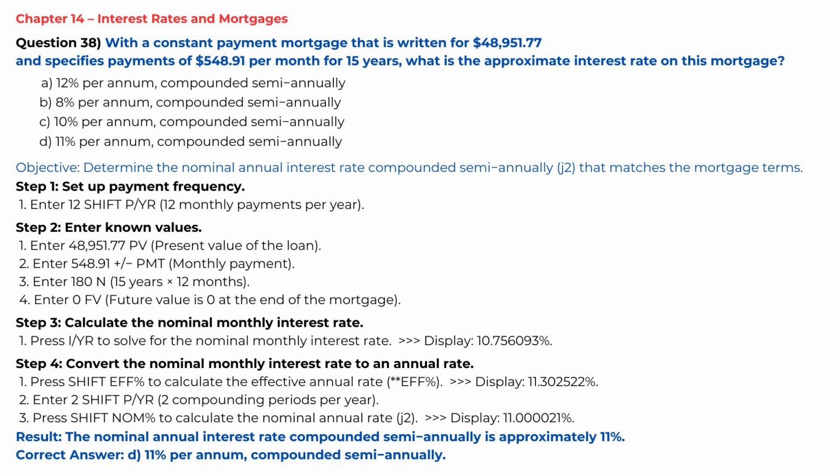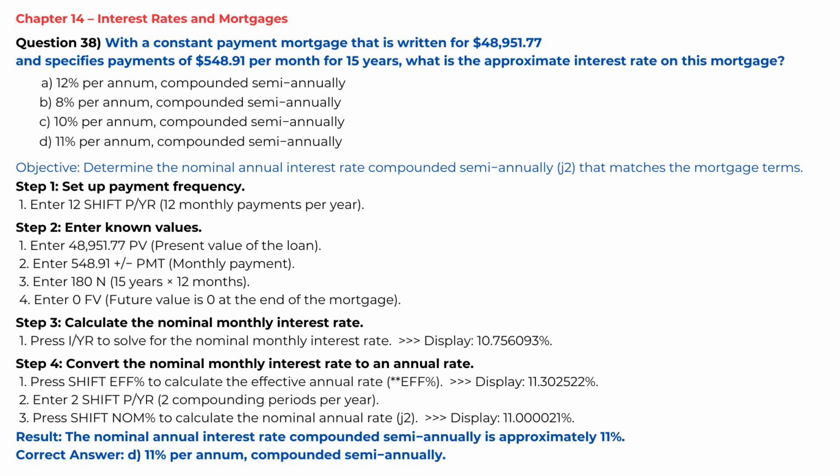Step 1. Set up payment frequency. Enter 12, Shift P/YR, 12 monthly payments per year. Step 2. Enter known values. Enter 48,951.77 PV, present value of the loan. Enter 548.91, change sign, and press PMT, monthly payment. Enter 180 N, 15 years times 12 months. Enter 0 FV, future value is 0 at the end of the mortgage.